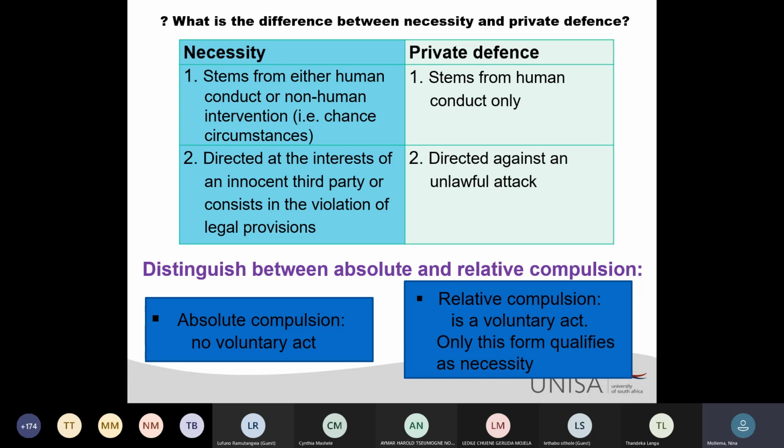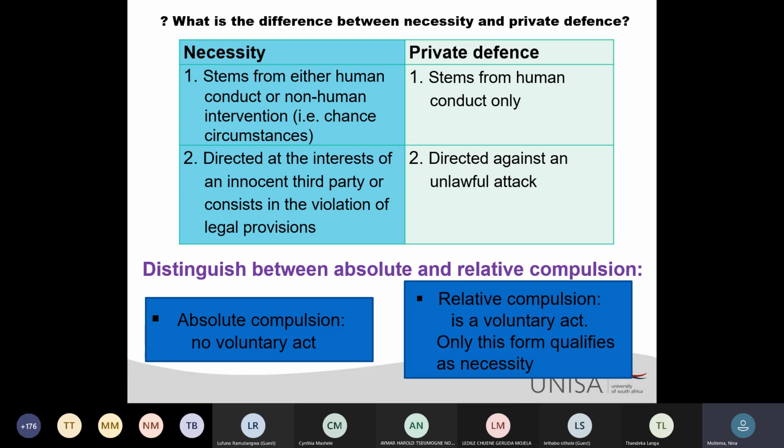Now, you will already know that we discussed necessity before, I think in study unit 3, when we discussed relative force. If you can still remember, we discussed absolute force and relative force. Now here we have it just in a different form. Relative force or relative compulsion, or coercion, is always a voluntary act. Remember, that is where a person can still choose whether he or she wants to sacrifice their own life and do what the person says or not. So you have to choose between two evils, and that is relative compulsion.